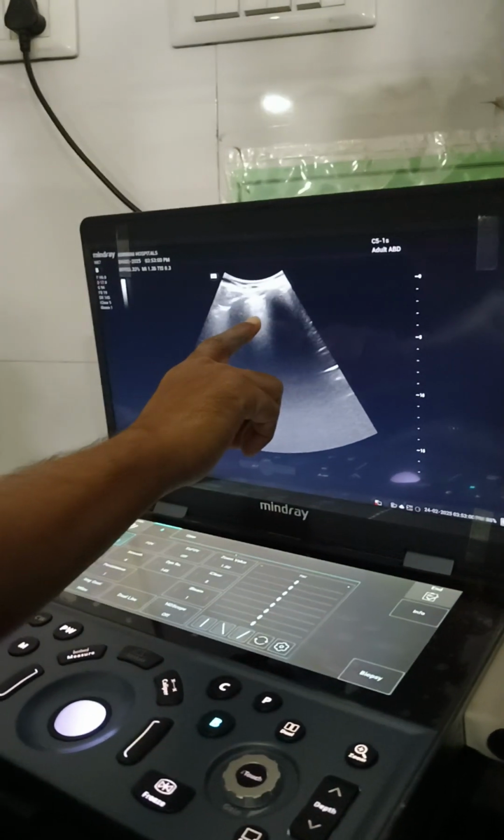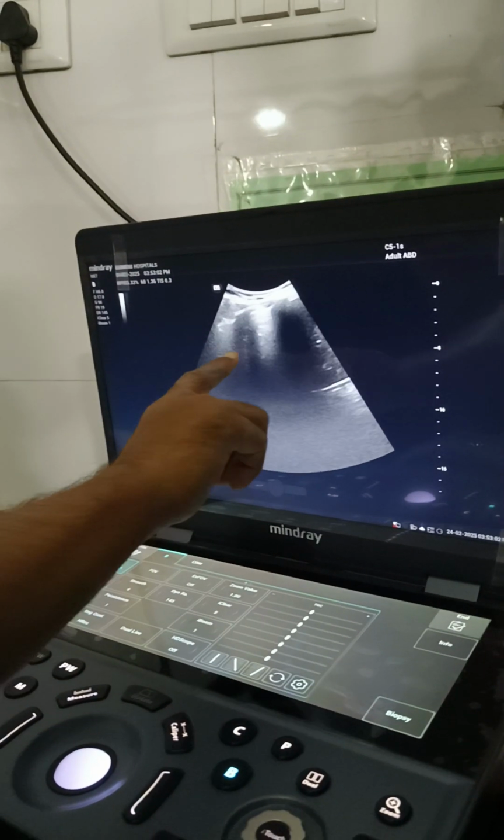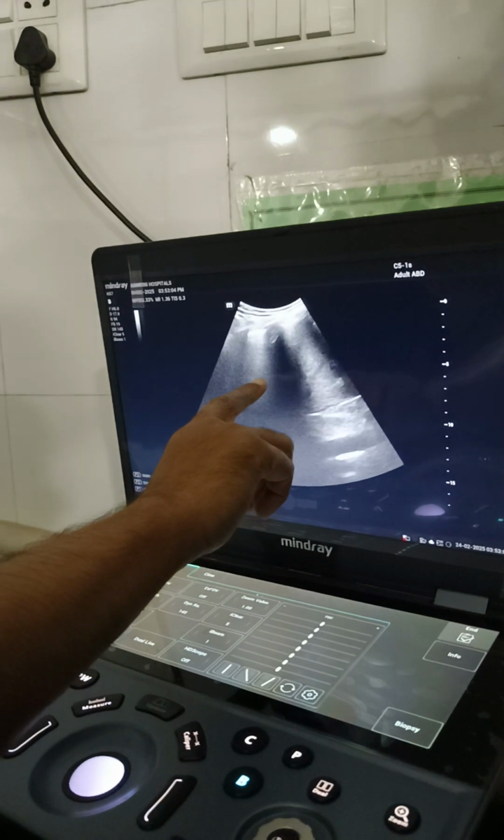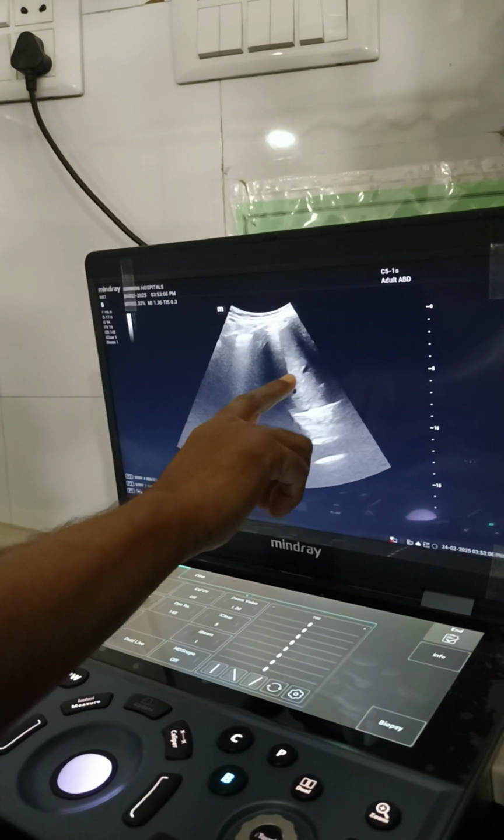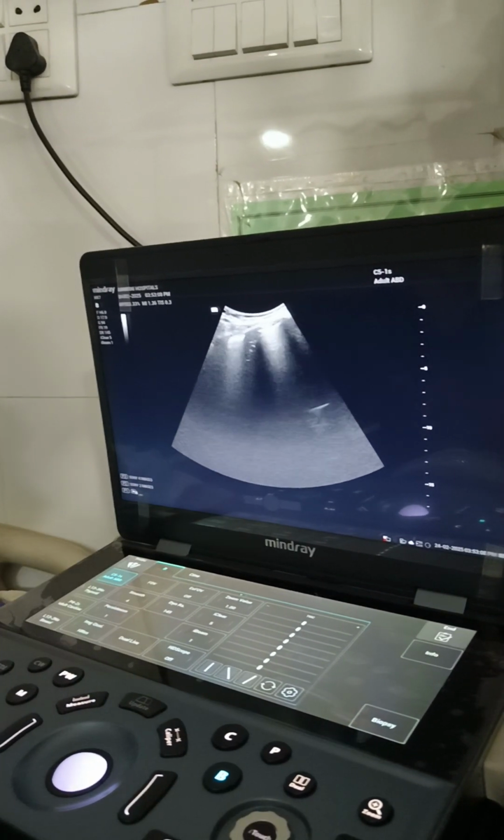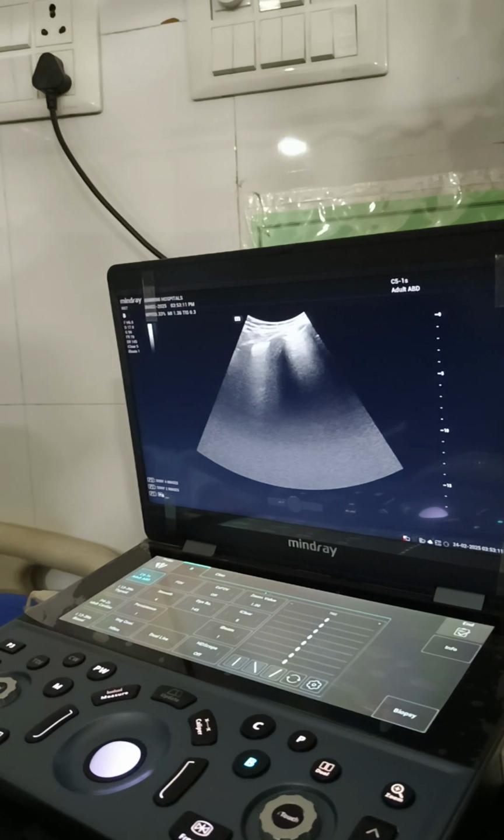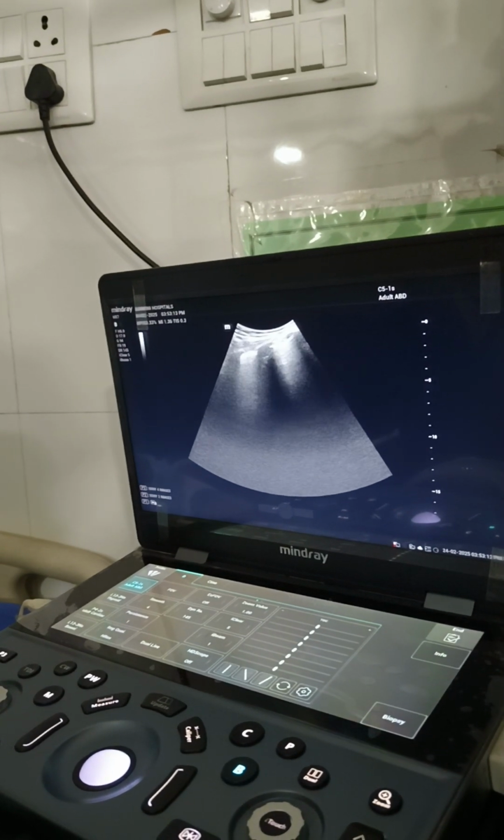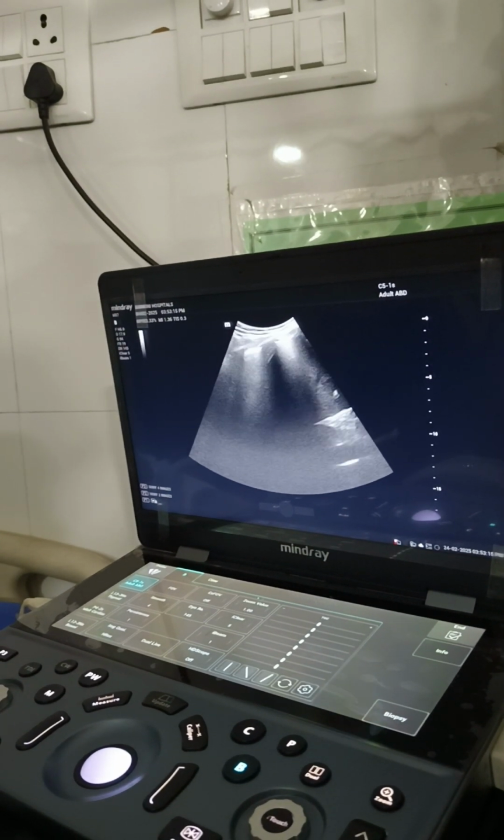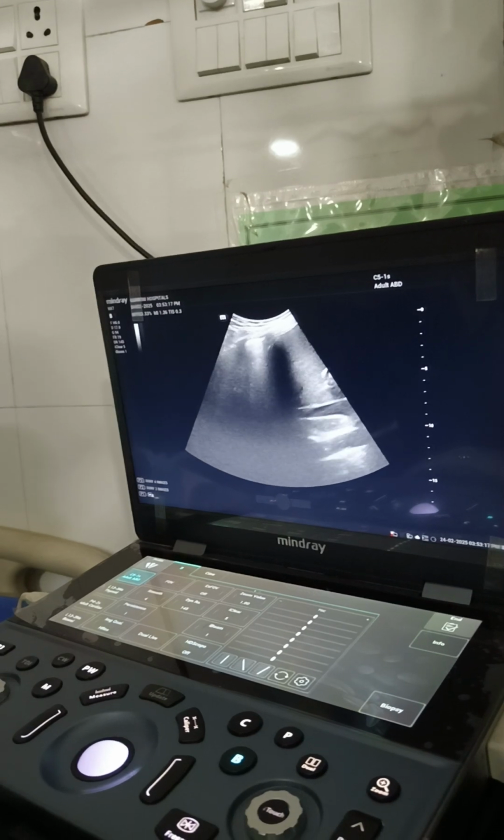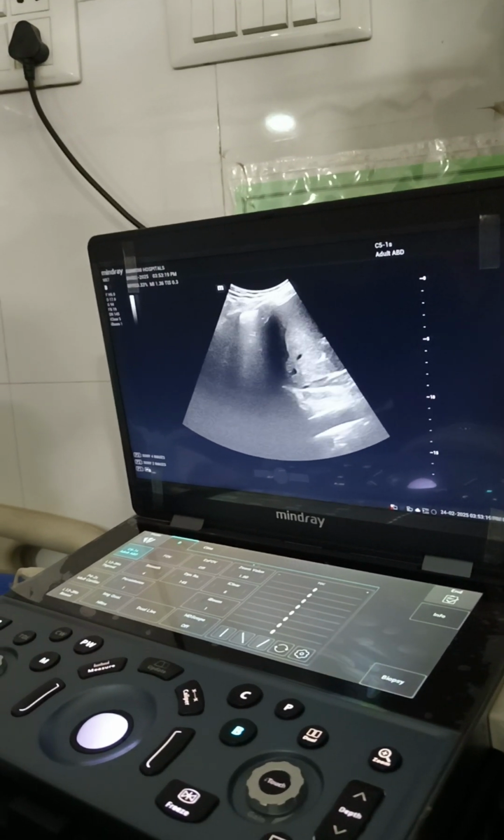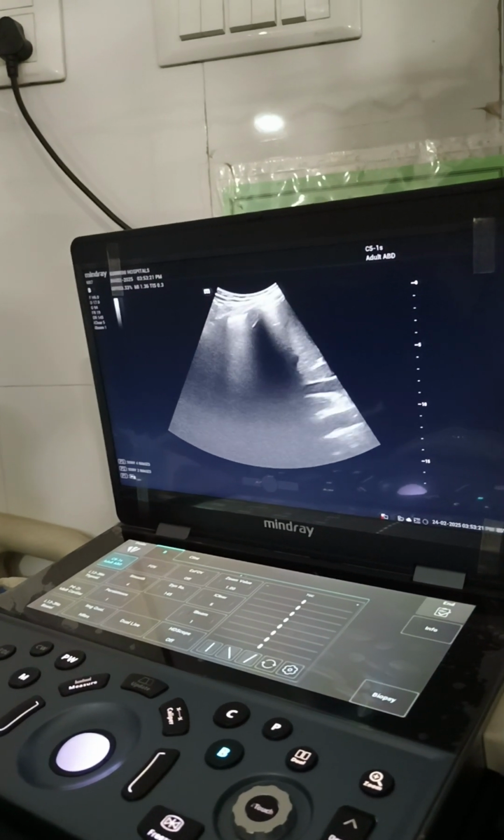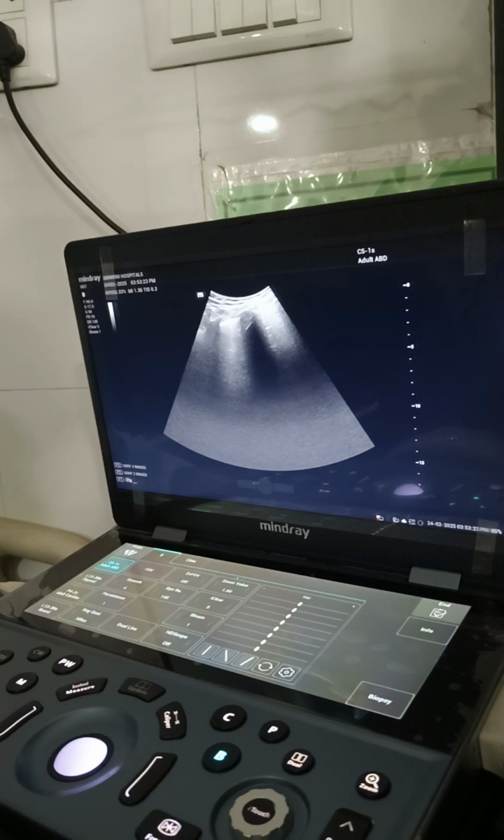one or two vertical lines. These vertical lines which are moving are B lines. Normally up to 3 B lines in a field are considered normal. So this is how the lung ultrasound appears in a broad way when we are using a curvilinear probe.